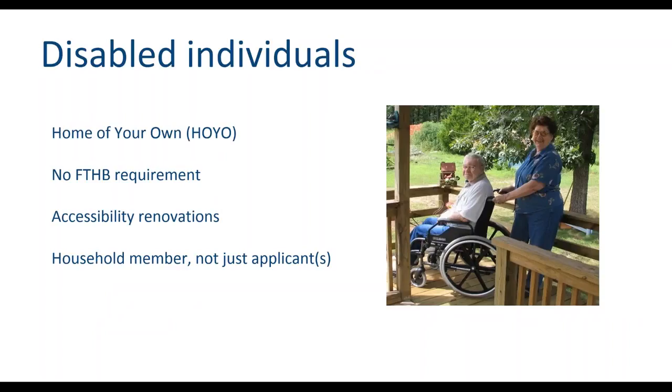Another targeted audience, disabled homebuyers. You may have heard of the Home of Your Own or HOYO program. There are plenty of those around the country. Often, again, no first-time homebuyer requirement here, waived for disabled buyers, just like for veterans and just like in targeted areas. And here, a lot of times the down payment money can be used for accessibility renovations, improvements to the household to make it more livable for the applicant.